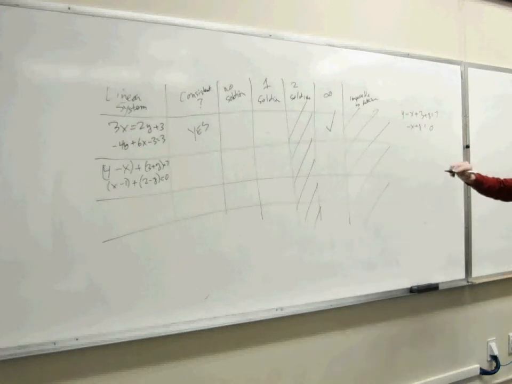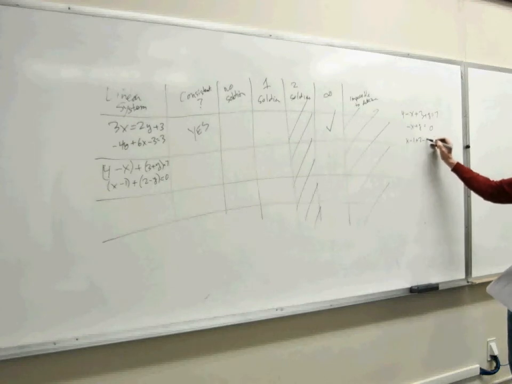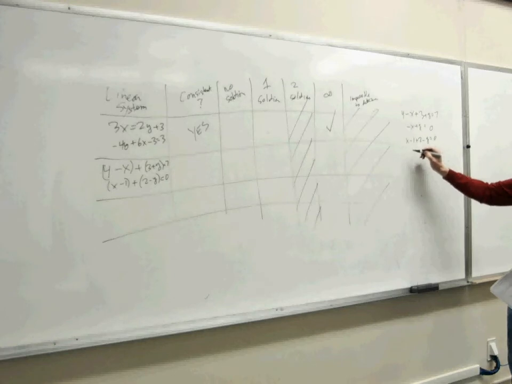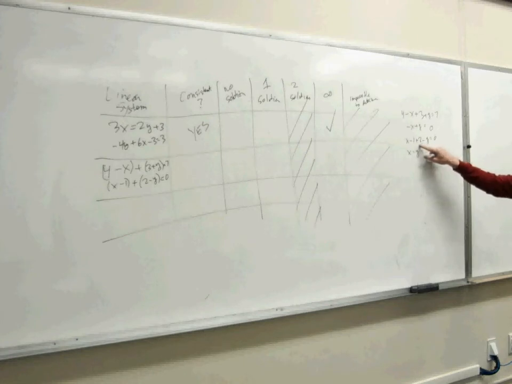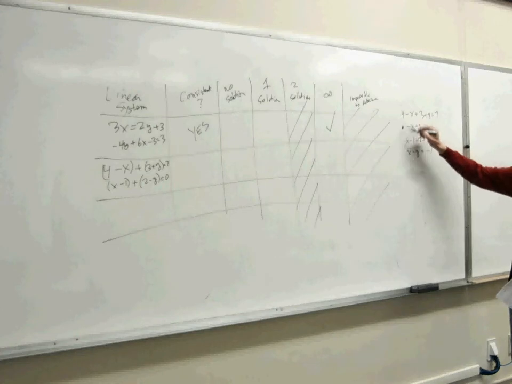The second equation is x minus 1 plus 2 minus y is equal to 0. Well, let's clean that up. That's x minus y equals minus 1, right? X minus y, and then over here I've got plus 1. Put that over on the other side, it's minus 1. Now let's look at these two equations.